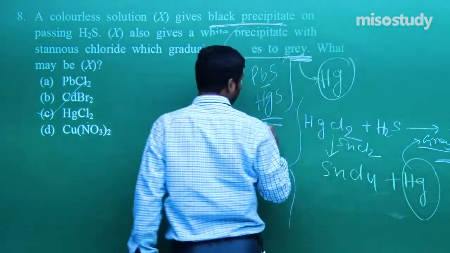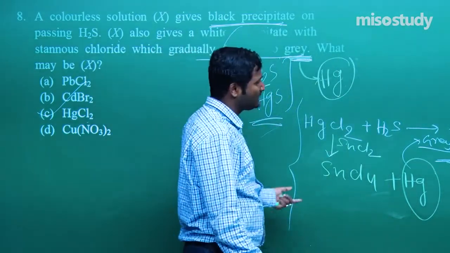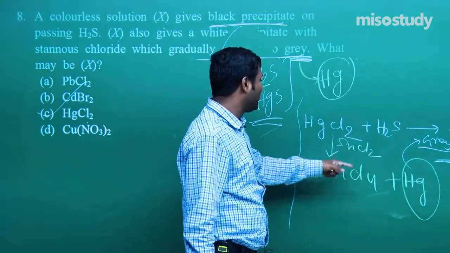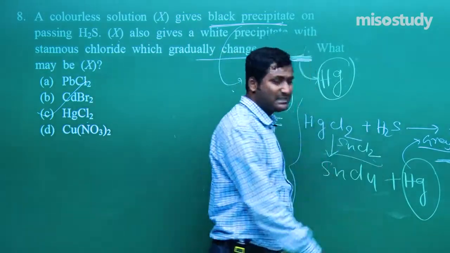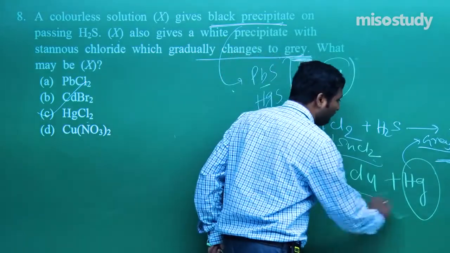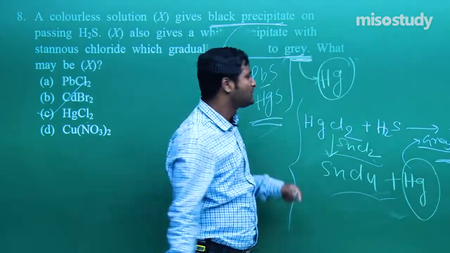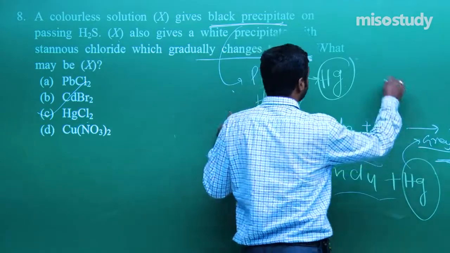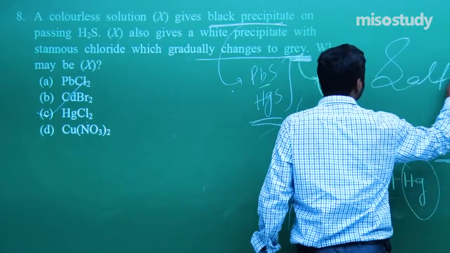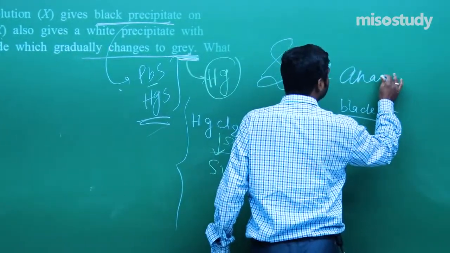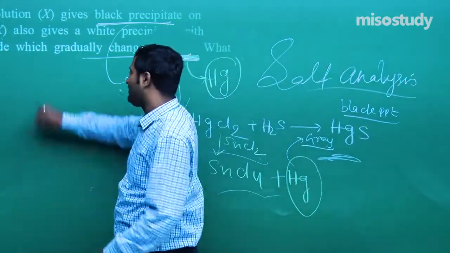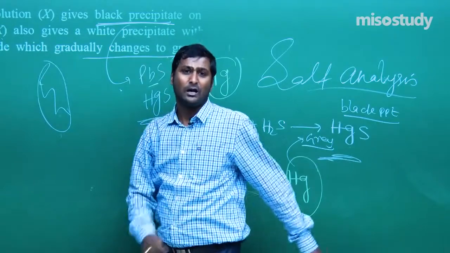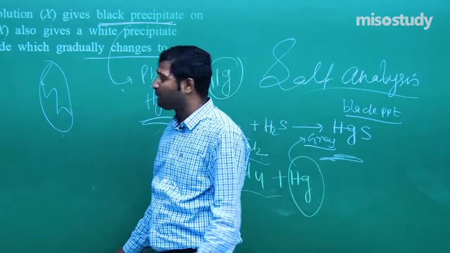Now check out the relation here: HgCl2 plus H2S gives HgS, and HgCl2 when treated with stannous chloride, that is SnCl2, gives you SnCl4 plus Hg, gray in color. This is again one of the best questions, and this question belongs to salt analysis also. Clear, friend? So be careful, it will definitely give you around 5 marks if you have a solid command on such kind of questions. Clear?